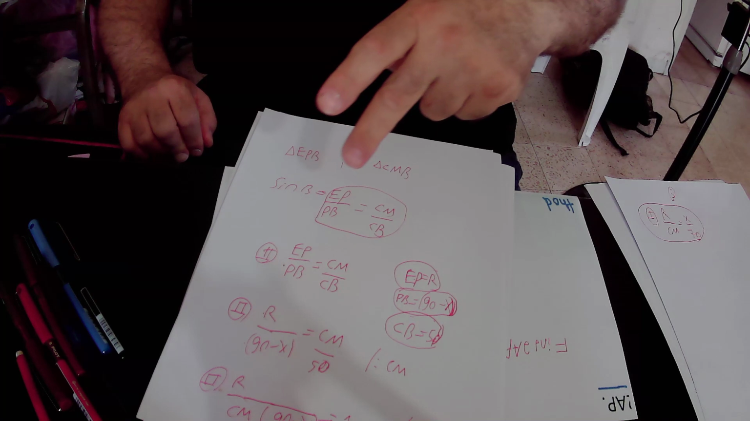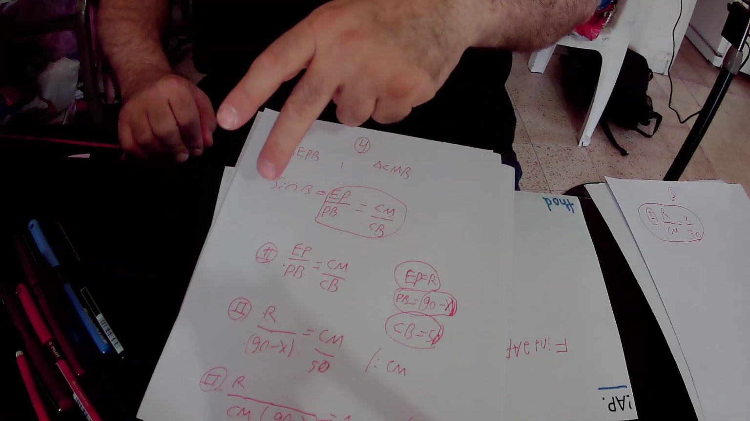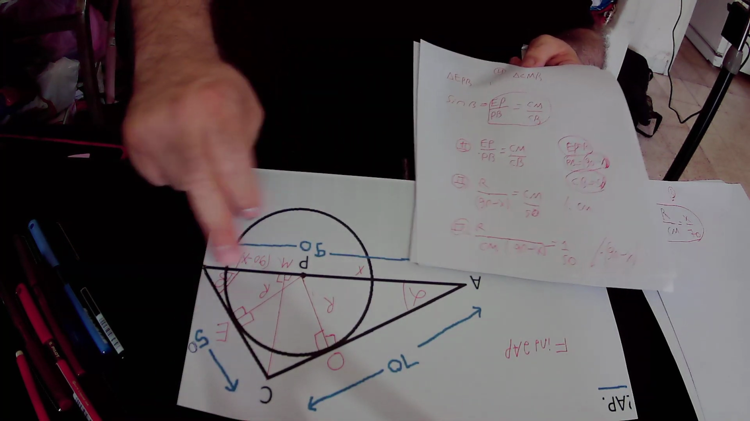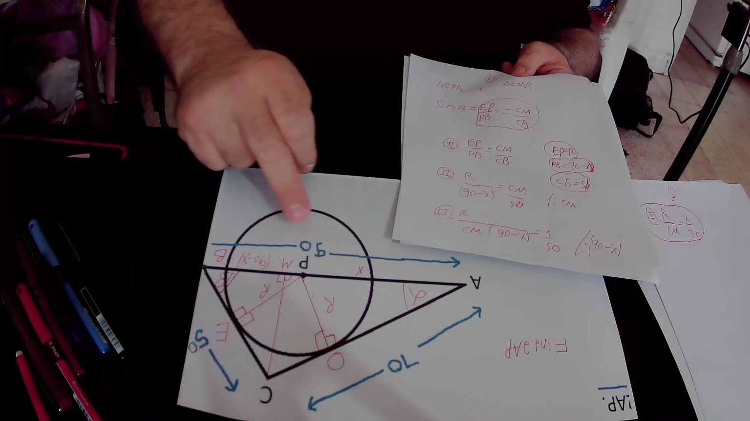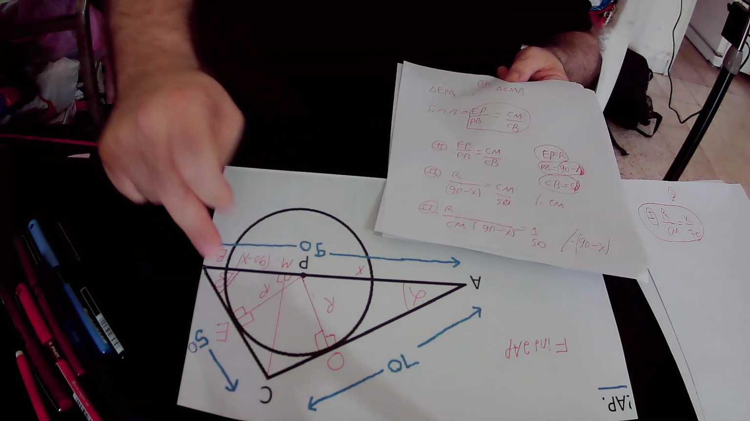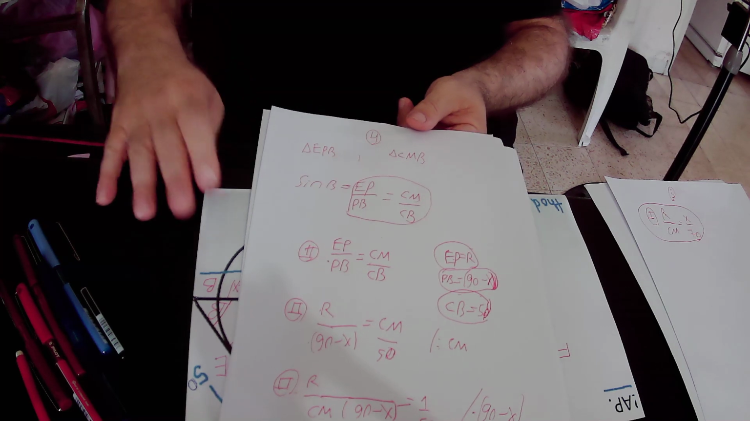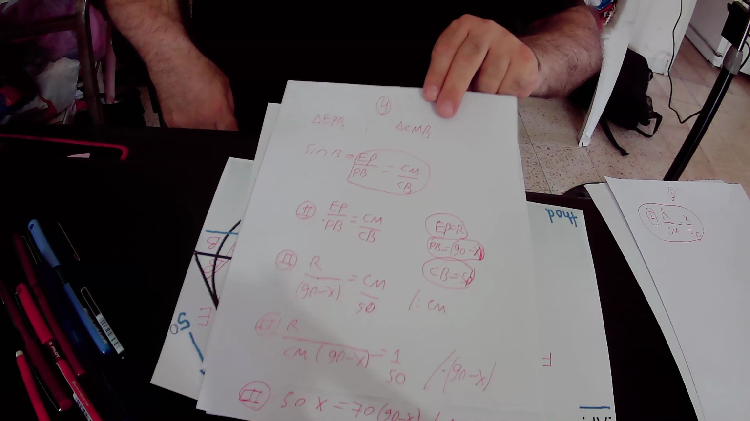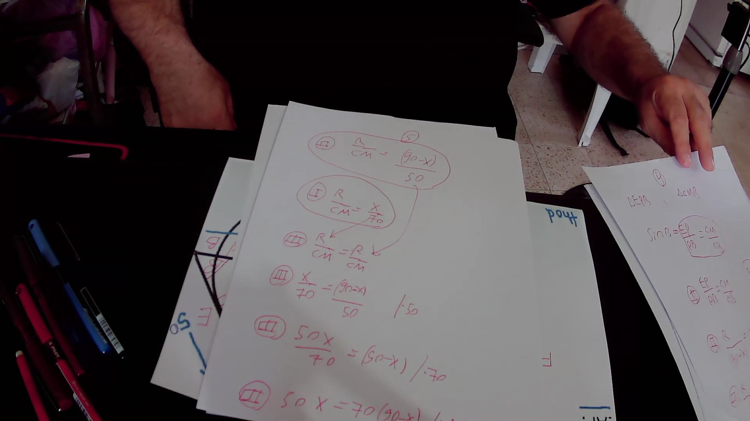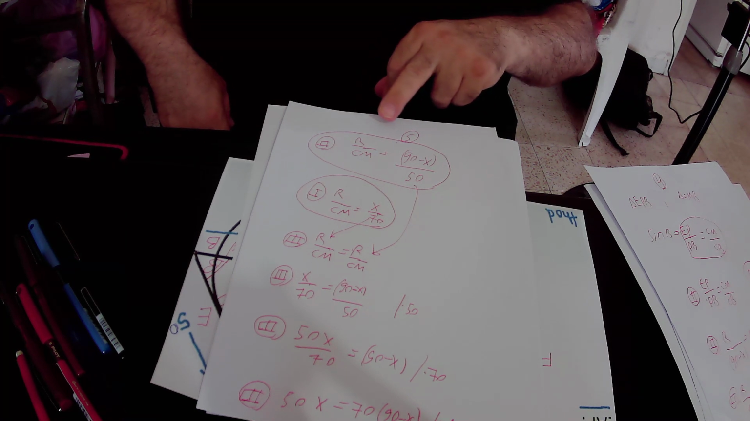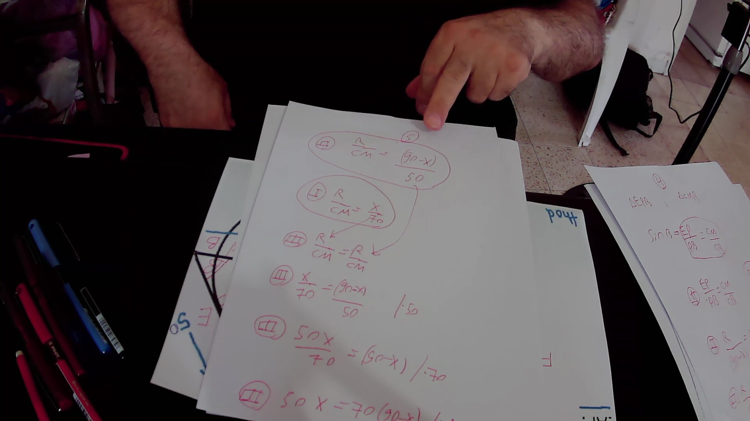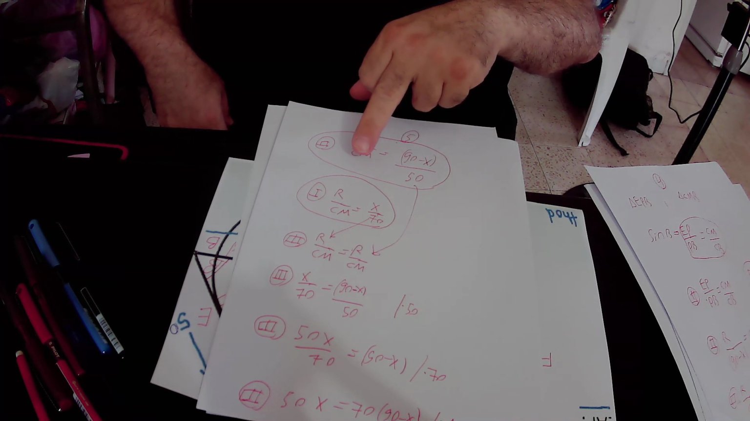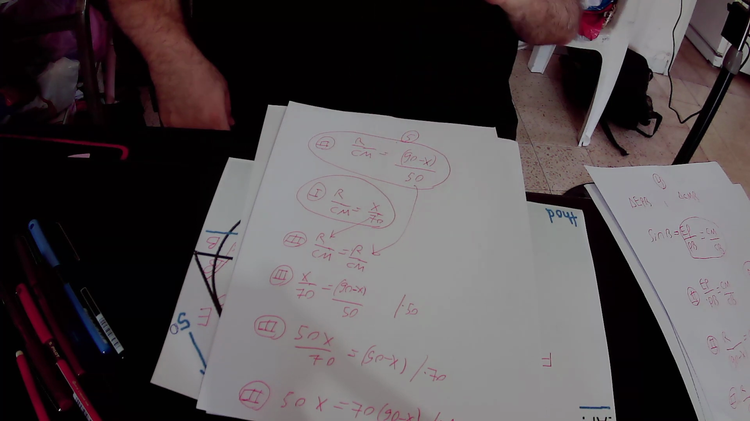EP over PB equals CM over CB. This is equation number 2, but we know that EP equals R, PB equals 90 minus X, and CB equals 50 units. So we can put this data in equation number 2, and we got that R over CM equals 90 minus X over 50. But we know from equation number 1 that R over CM equals X over 70.